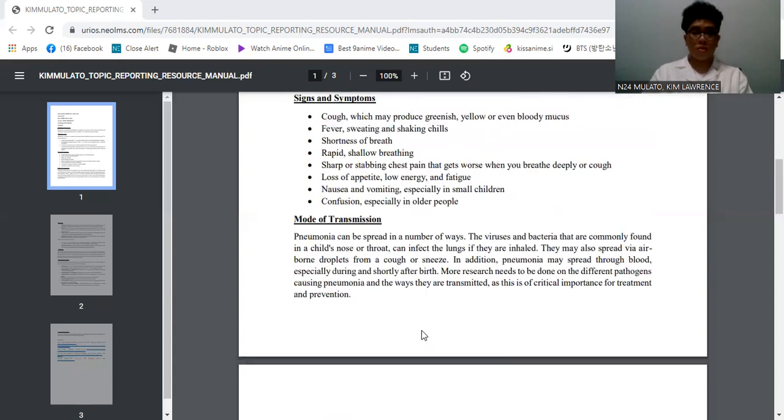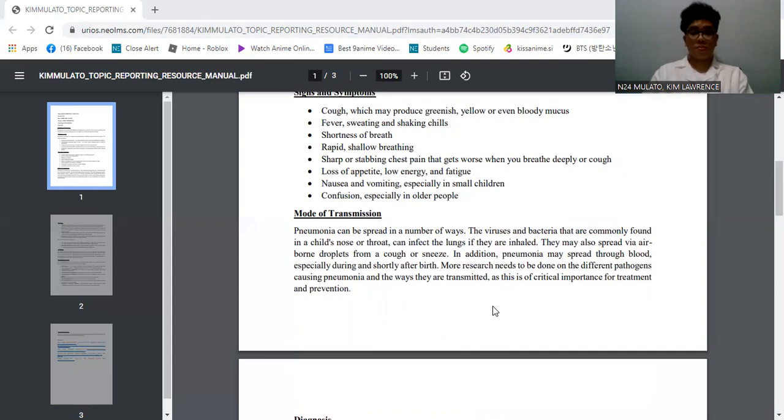Here is the mode of transmission. Pneumonia can be spread in a number of ways. The viruses and bacteria that are commonly found in a child's nose or throat can infect the lungs if they are inhaled. They may also spread via airborne droplets from a cough or sneeze. In addition, pneumonia may spread through blood, especially during and shortly after birth. More research needs to be done on different pathogens causing pneumonia and the ways they are transmitted, as this is of critical importance for treatment and prevention.